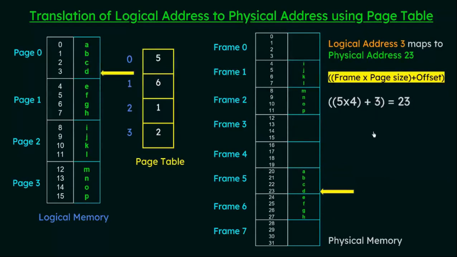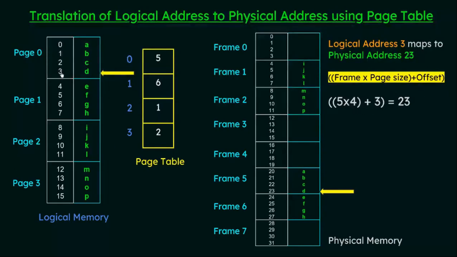So let's take another example. Let's say logical address 3. For logical address 3, it maps to physical address 23, it says. How can we find that out? Let's apply our formula again. Where is logical address 3? This is logical address 3. We have to find the frame. We know that logical address 3 is also under page 0, and page 0 is in frame 5. So again, it is 5. And the page size is always the same, which is 4 bytes, plus the offset.